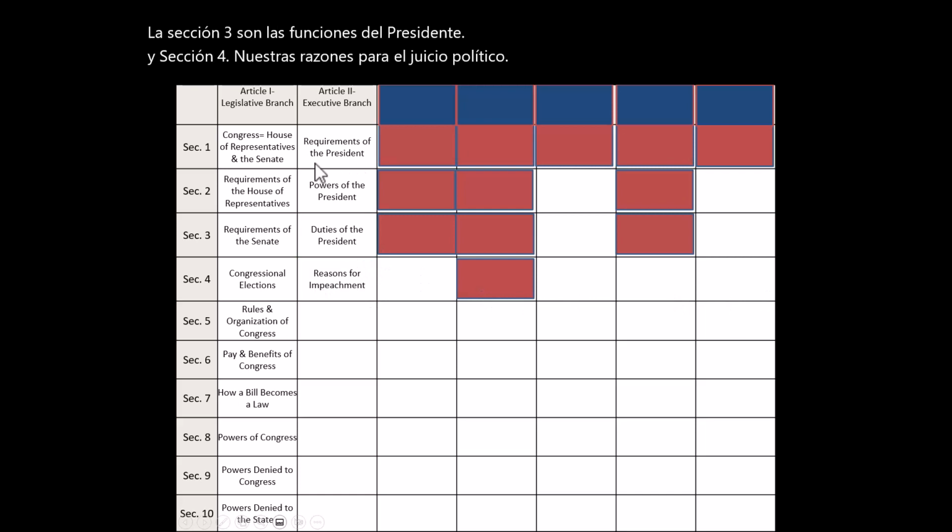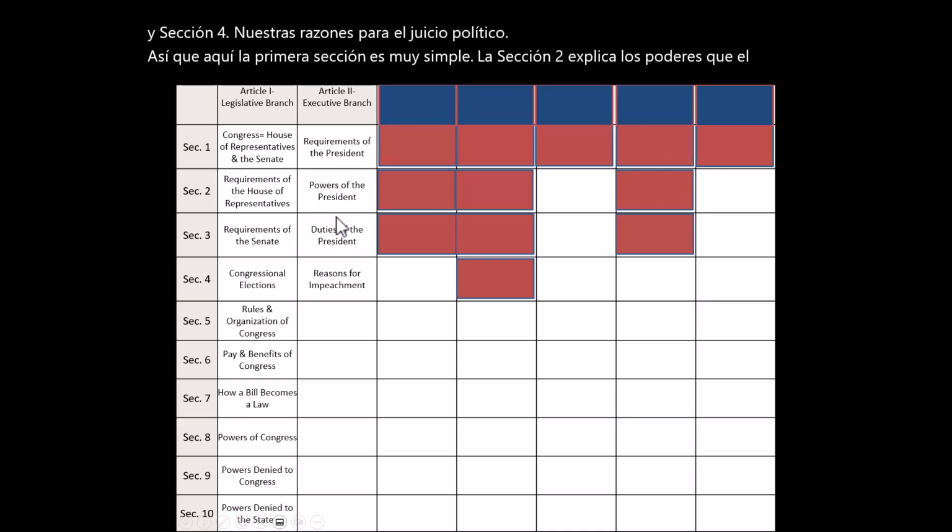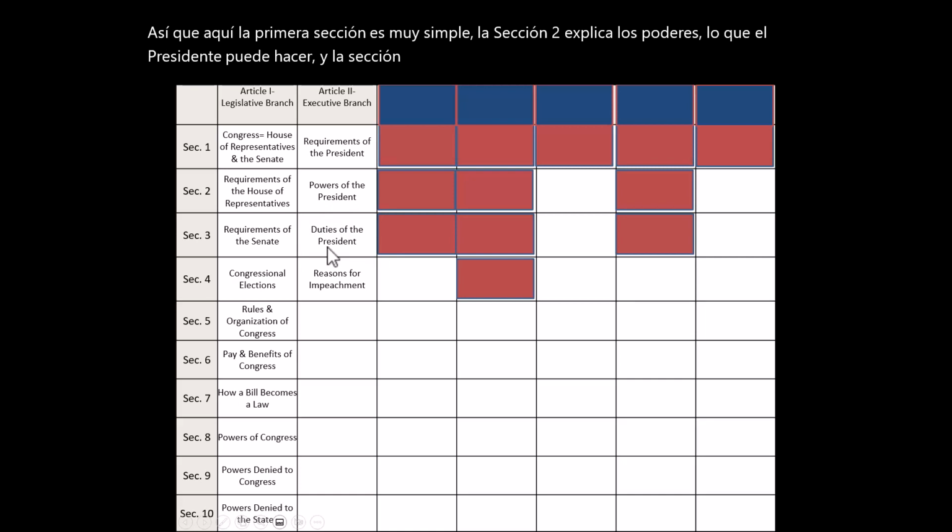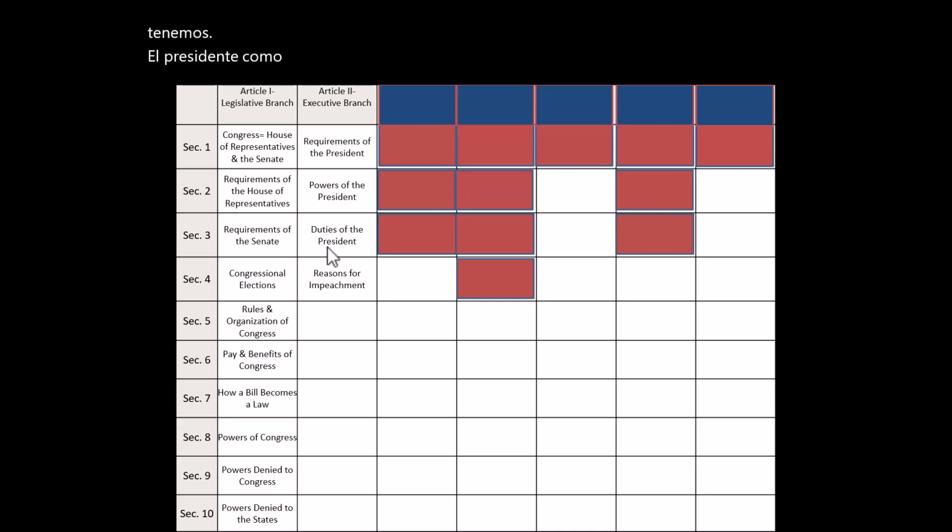So here, the first section is very simple. Section 2 explains the powers, what the president can do. And Section 3 are the duties. So in the United States, we have the president as both the head of state and the head of government. So he has duties that he has to fulfill too.